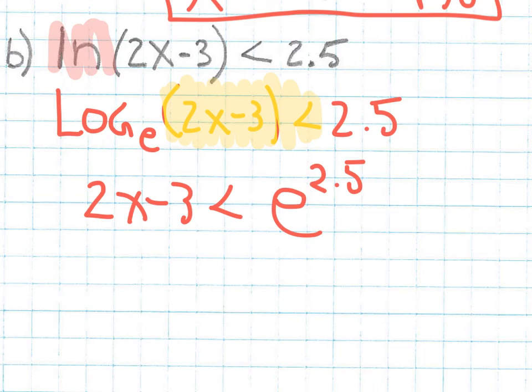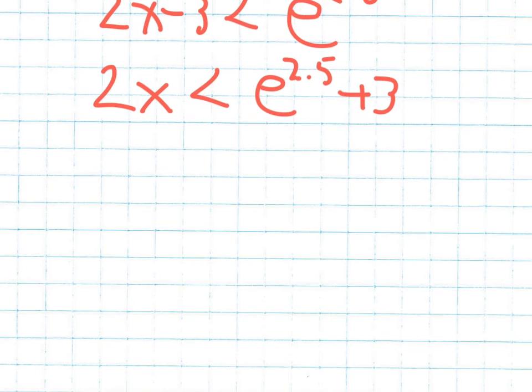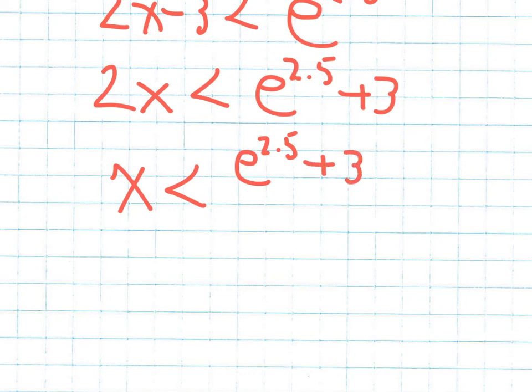All right, now, base e to the 2.5 is a number. We're trying to isolate the x. Let's add 3 to both sides. 2x is less than e to the 2.5 power plus 3. All right, and let's finish up by dividing both sides by 2. If you divide both sides by 2, you get x is less than e to the 2.5 plus 3 all over 2.